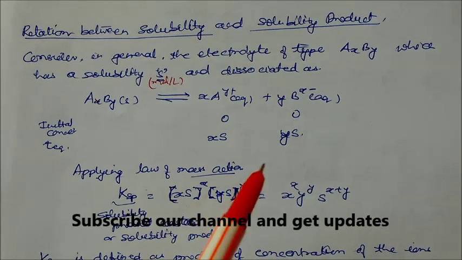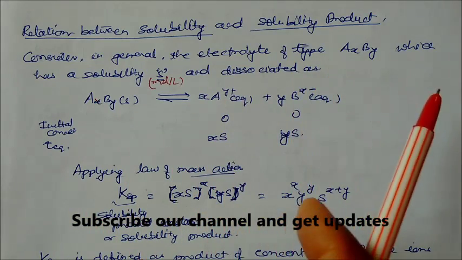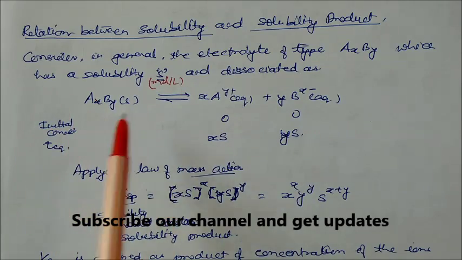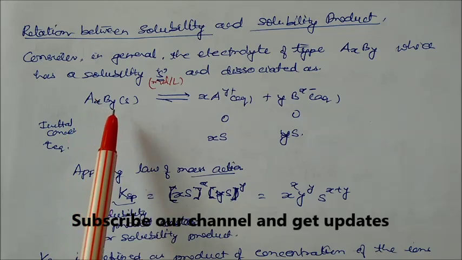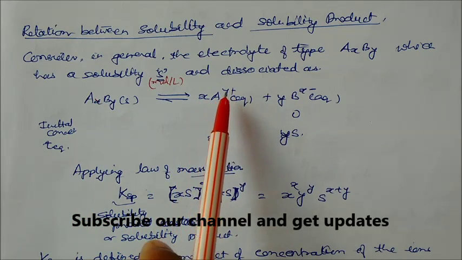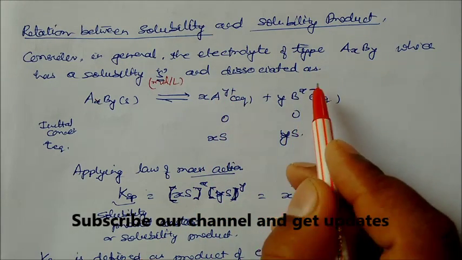Relation between solubility and solubility product. So consider in general the electrolyte of type AxBy which has a solubility S and it is dissociated as like this. S is in moles per liter. So this is the salt AxBy, and under dissociation it gives x A^(y+) and y B^(x-).